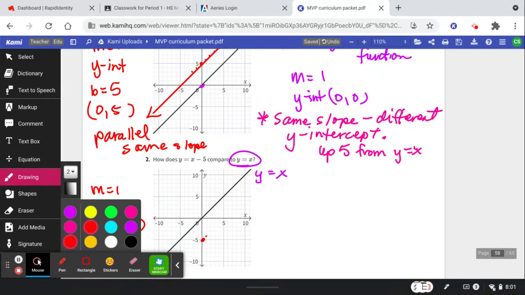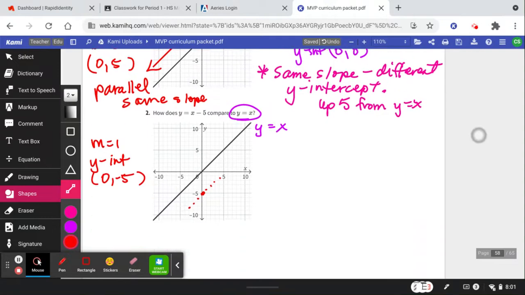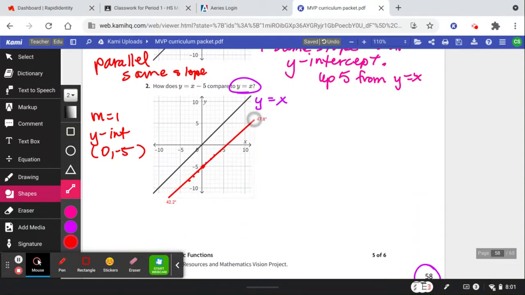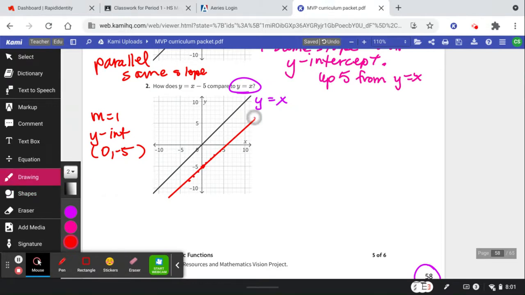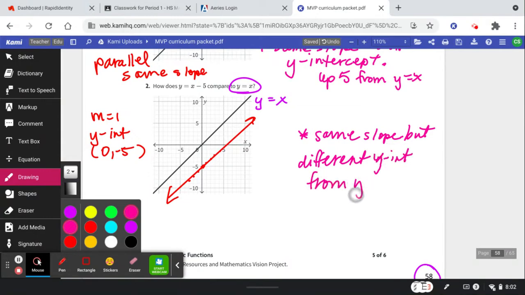So this one has the same slope. Okay, and then connect it. You'll notice it's another parallel line because they have the same slope. And so how does it compare? It has the same slope, but different y-intercept from my original. And this one is technically 5 down from the original.